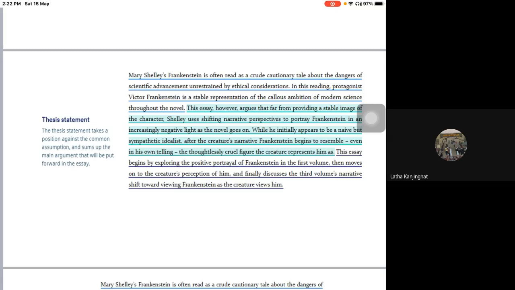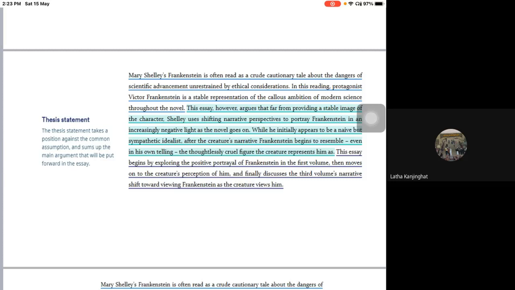Now see, this essay, however, argues that far from providing a stable image of the character, Shelley uses shifting narrative perspectives to portray Frankenstein in an increasingly negative light as the novel goes on. So we understand that this essay will be talking about how the character changes as the novel goes on. While he initially appears to be a naive but sympathetic idealist, after the creature's narrative, Frankenstein begins to resemble, even in his own telling, the thoughtlessly cruel figure the creature represents him as. So the metamorphosis in the character of Frankenstein as the novel progresses. We understand that this is what the essay is going to be talking about. That is what we call the thesis statement.